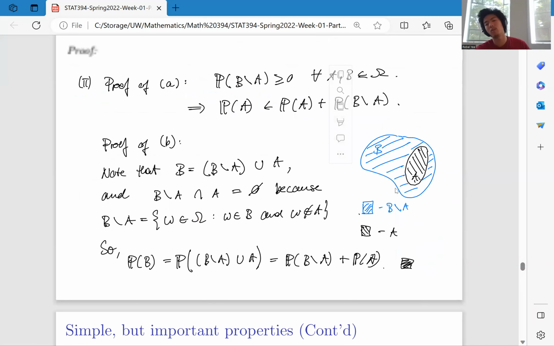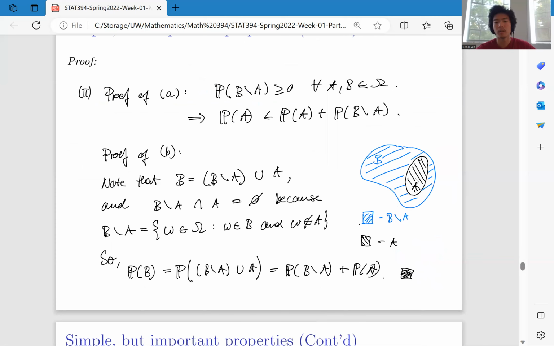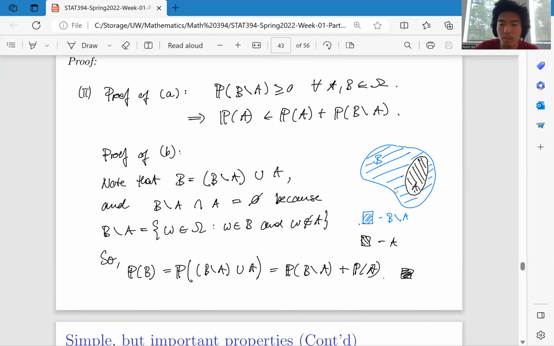First we'll draw a graph here. Because A is a subset of B, all of the elements that A contains, B must contain. So if we have this property here, we can note that B is equal to the B minus A part, which is the blue part, union with A, and these two parts are pairwise disjoint.